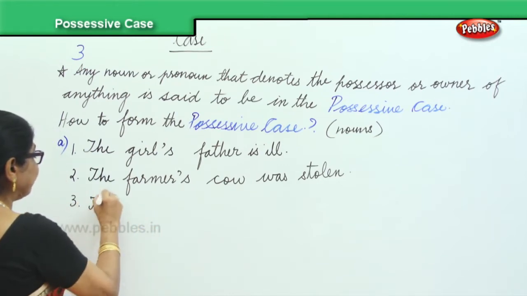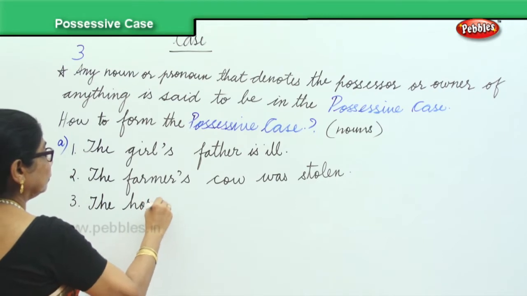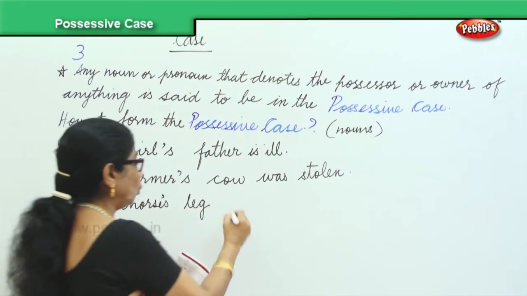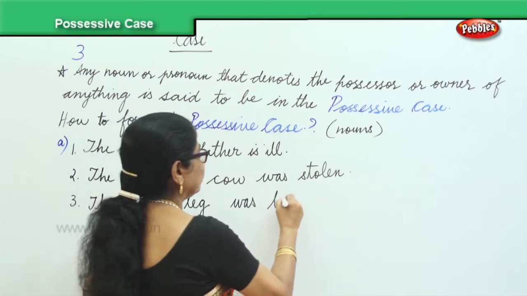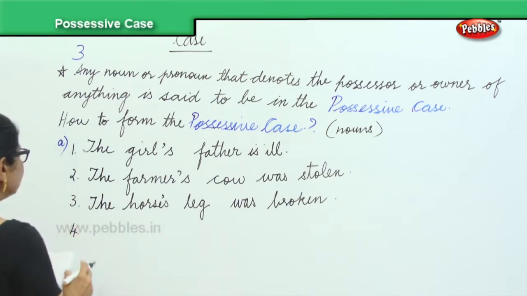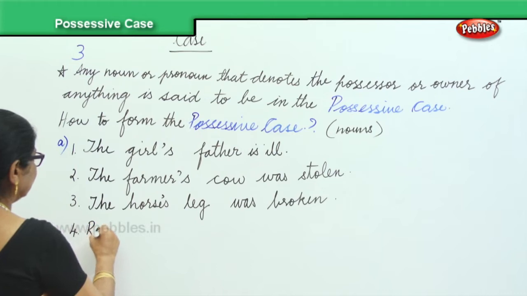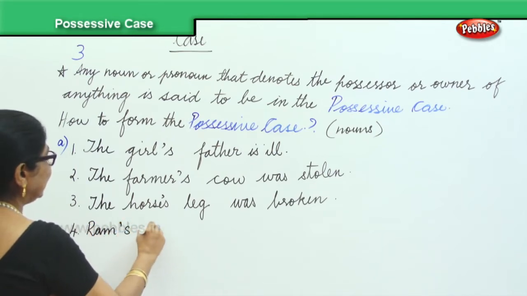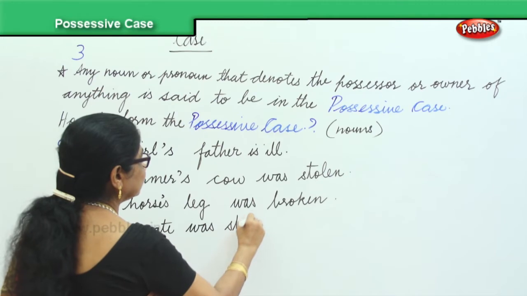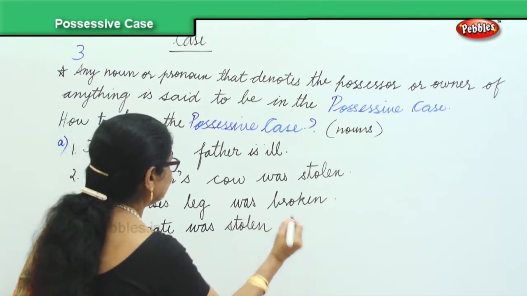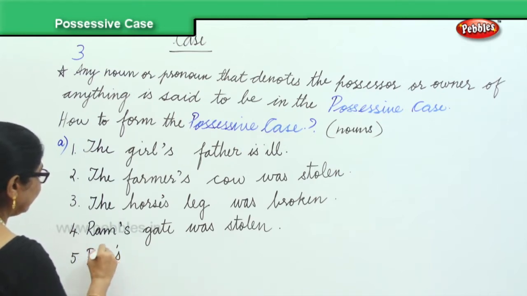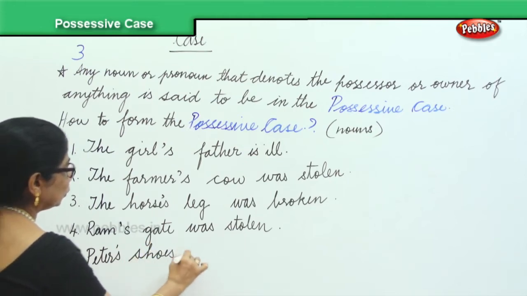The horse's leg was broken. Ram's gate was stolen. Peter's shoes were lost.